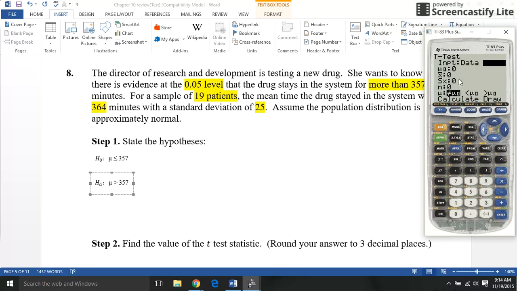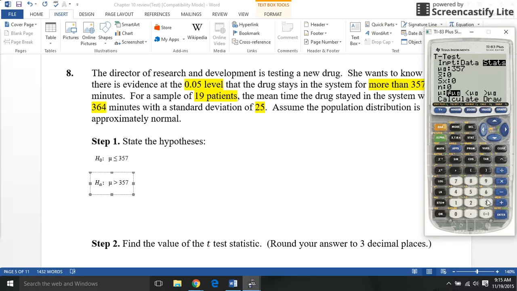And look, it changes your screen. So the first thing it asks for is the population mean, which is the mean in your... Sorry about that. My calculator did something weird. So go back down to here, and then you hit OK. Hit stats again, and this is 357, because that's the population mean.